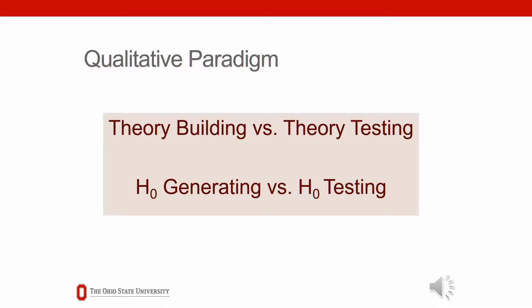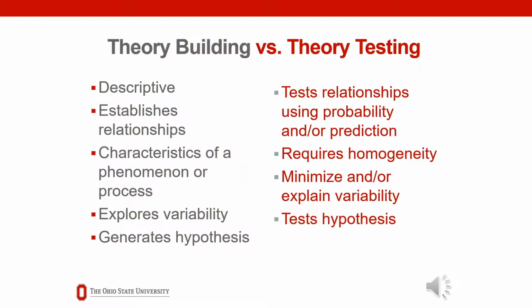Qualitative research builds theory through careful, systematic description, concept identification and delineation, and by discovering how concepts interact. Qualitative theory-building research is descriptive, establishes relationships, identifies and delineates the characteristics of a phenomenon or process, explores variability in the phenomenon or process, and ultimately generates hypotheses.